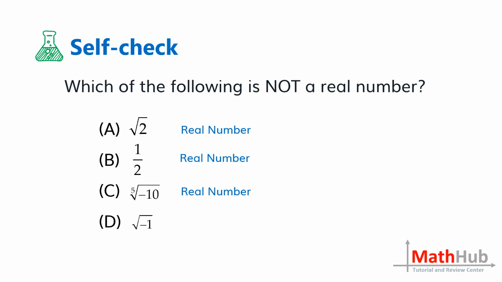However, for letter D, square root of -1, there is no real number whose square is -1. So this is the answer, letter D. Square root of -1 is an imaginary number.